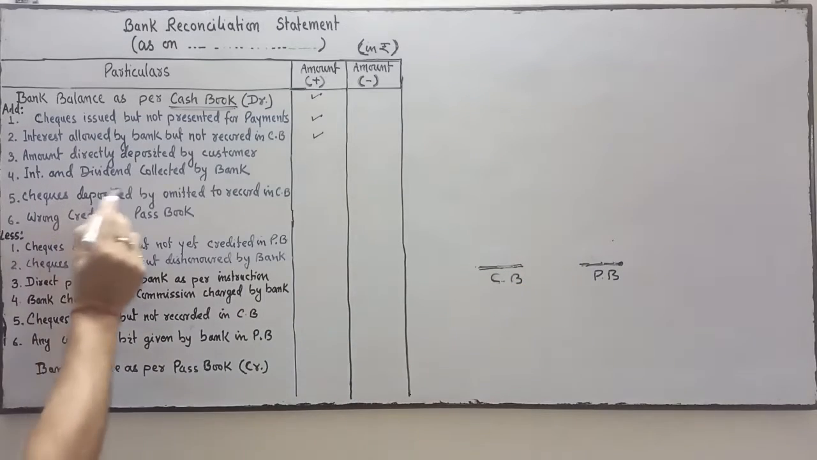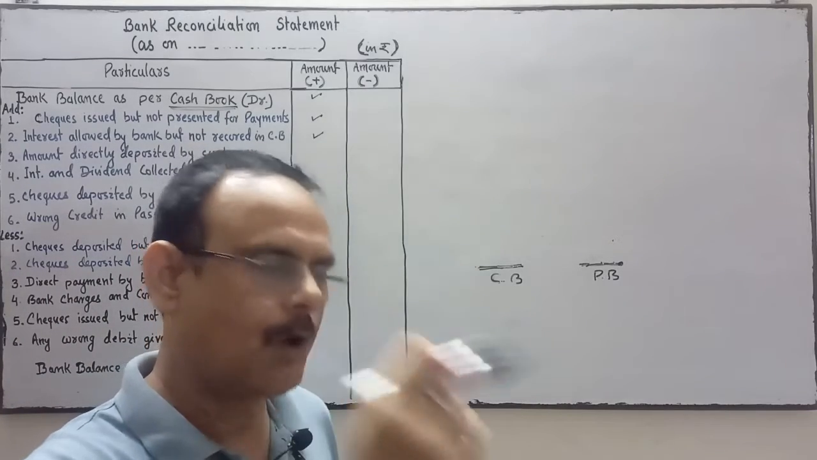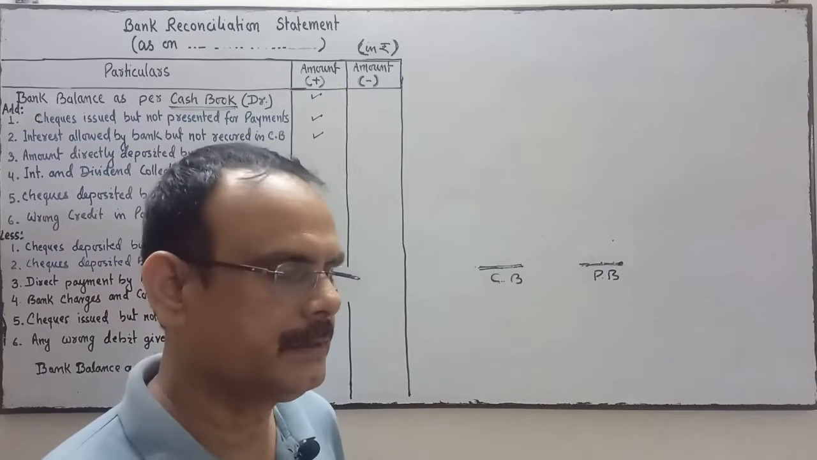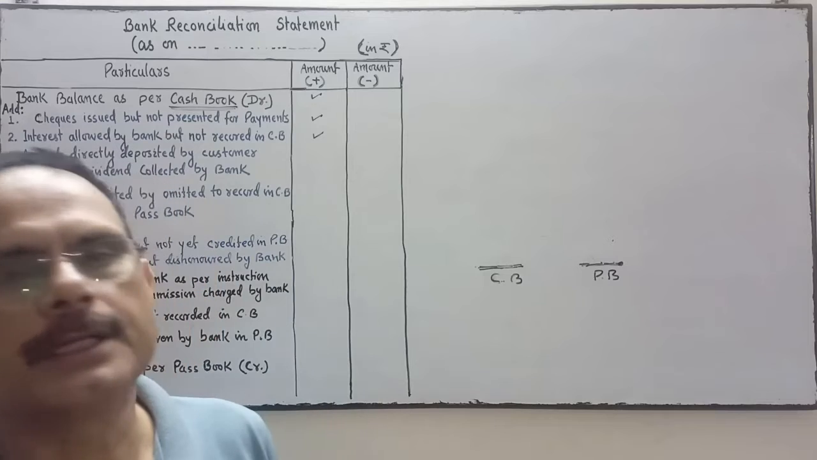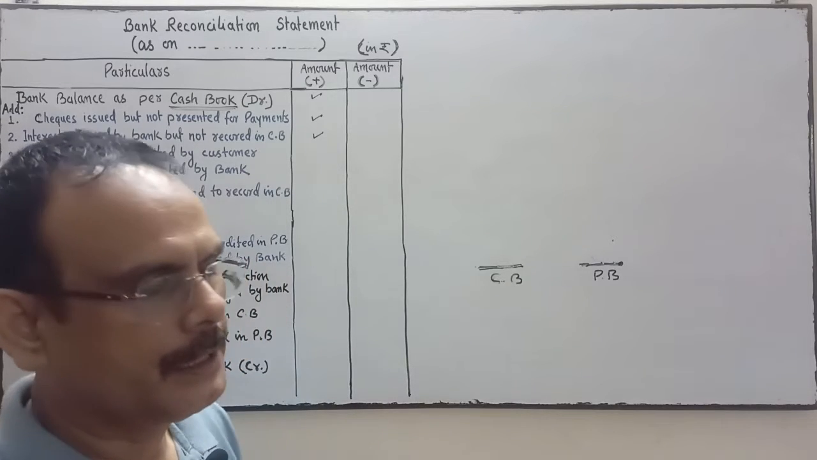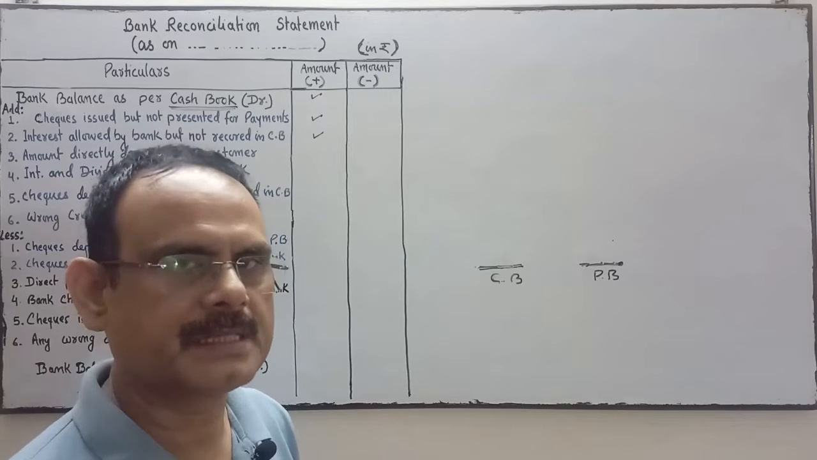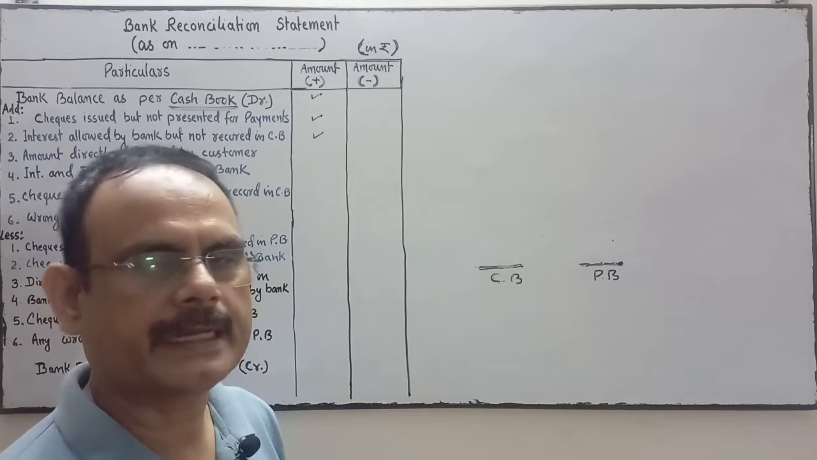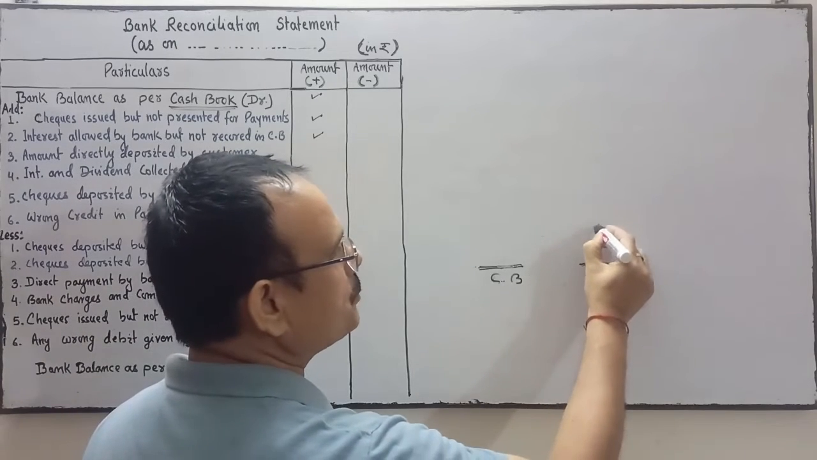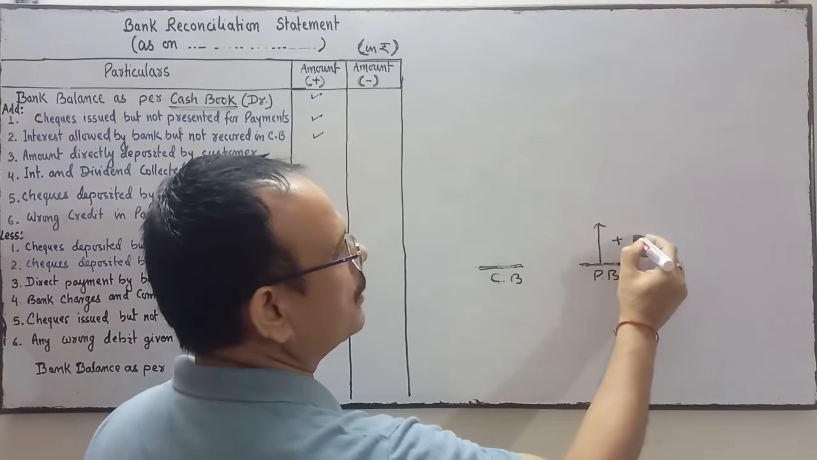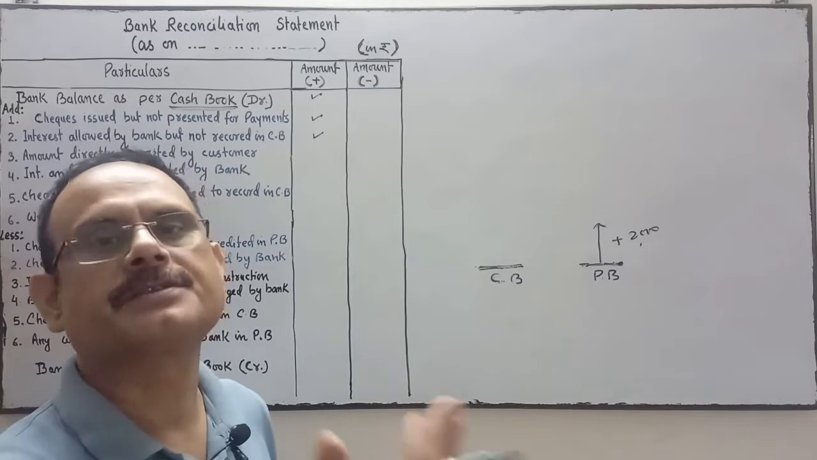Next is interest and dividend collected by the bank. Sometimes we give a standing instruction to the bank to collect the interest, dividend or rent on our behalf. If such an instruction is given to the bank by us, the business, and the bank has collected the interest, dividend or rent, then the passbook balance will increase. Suppose 2000 is collected by the bank as interest, dividend and rent.